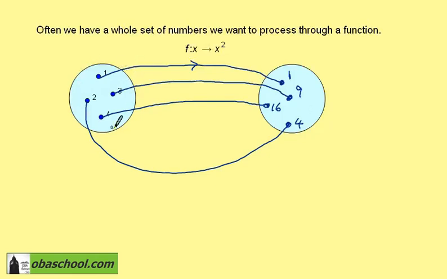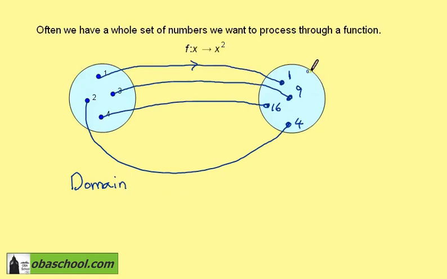The set of numbers here was the input to the function. The numbers that we input to the function are given a special name. It's called the domain of the function.